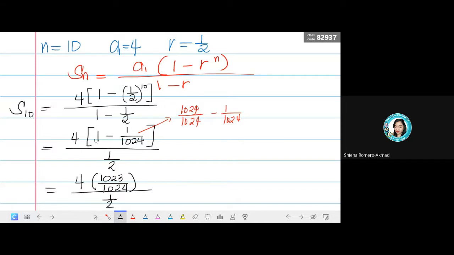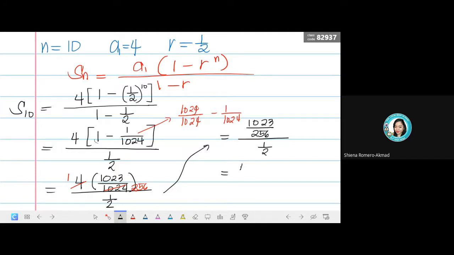Next, si 4 at si 1024 is both divisible by 4. Check natin ah. Yes, they are both divisible by 4. So, pwede tayo mag-divide by 4. This is 1. Bakit ito 1 din? It is 256. So, ano yung magiging solution ko dito? Magiging 1,023 over 256 divided by 1 half.